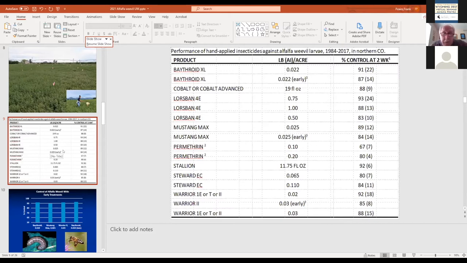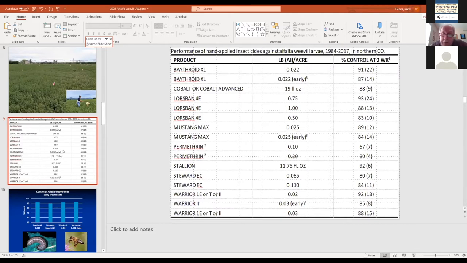So this looks like a pretty long list. And you can look over in the right column and see the percentage control we get. And the number in the parentheses after that is the number of times that that particular treatment has been tested. And that number kind of gives you a feel for the reliability of that particular observation.